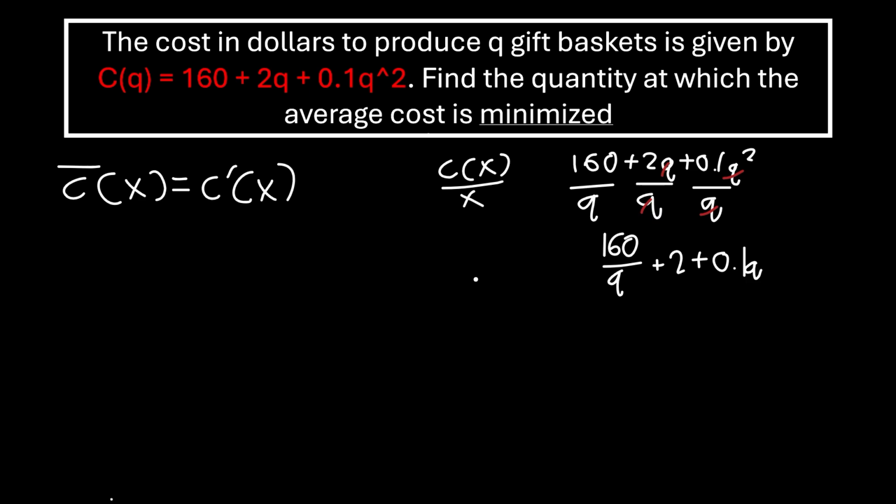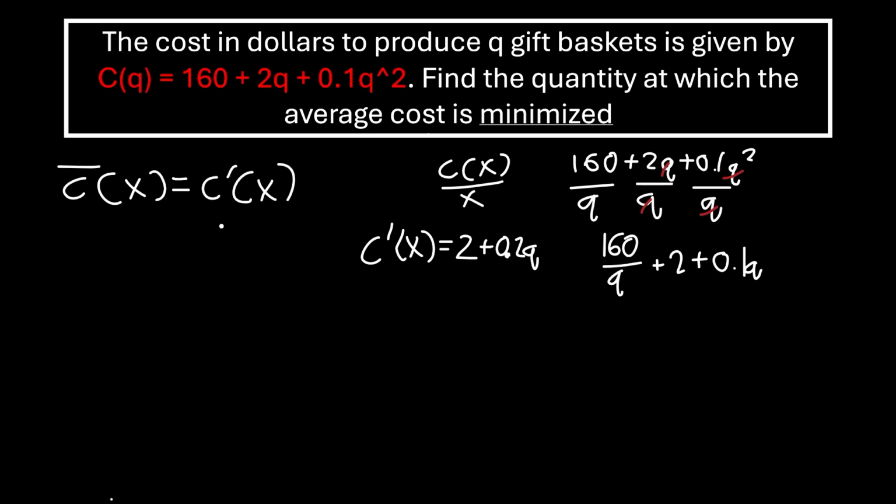Now to find marginal cost, we must take the derivative of our total cost. So C prime of X, or Q in this case. Anyway, the derivative of this is equal to 2 plus 0.2Q.